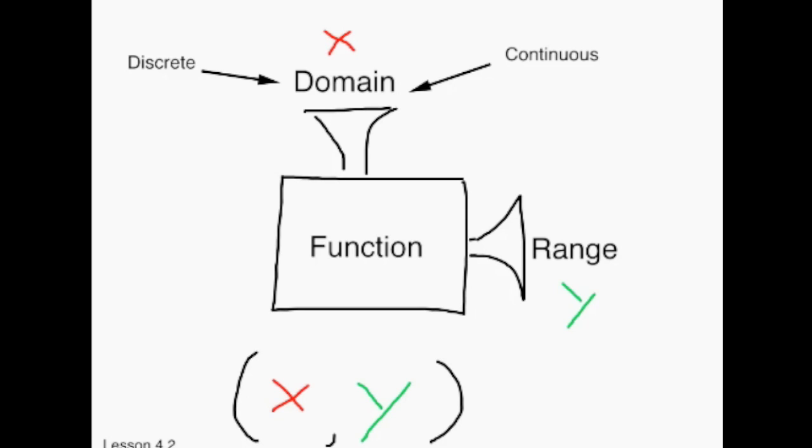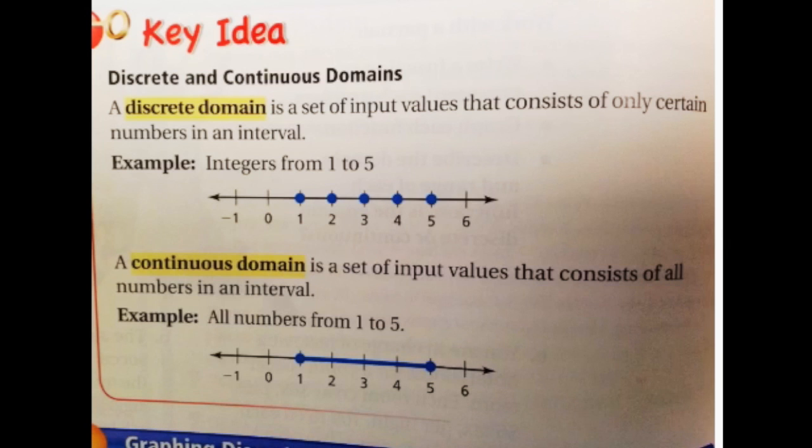Pay attention to the domain is going to be your x value, and your range, which is the answer of how the number changes through the function, is going to be your y answer. This is important when graphing, and we're going to see how that will take place here shortly. Here are your vocabulary words that you need to write down for today: discrete domain and continuous domain.